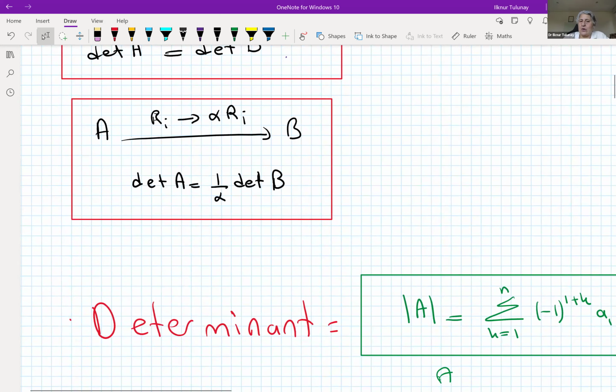If we have a row operation multiplying any row by a factor, let's say alpha, and we do this row operation to the matrix A and obtain matrix B, then the determinant is affected by a factor of alpha: alpha times the determinant of A is equal to the determinant of B. So knowing these will help us to calculate the determinant. This is what we are going to practice now.